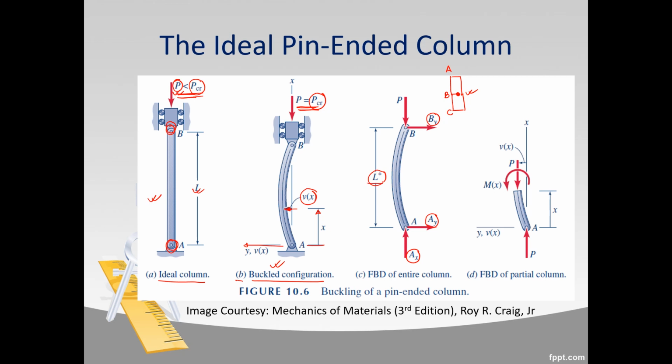Finally, if we cut a section along somewhere in this column at a distance x, and we see the free body diagram of a partial column, this is the free body diagram that you will see. If we use the conditions of static equilibrium, then you can find that the vertical reaction at point A is P in the upward direction. The axial force acting along this column at a distance x is again P. The displacement at the position here is Vx, and the moment acting along this column is Mx. So you can use the equations of static equilibrium to determine these reaction forces and the internal forces.